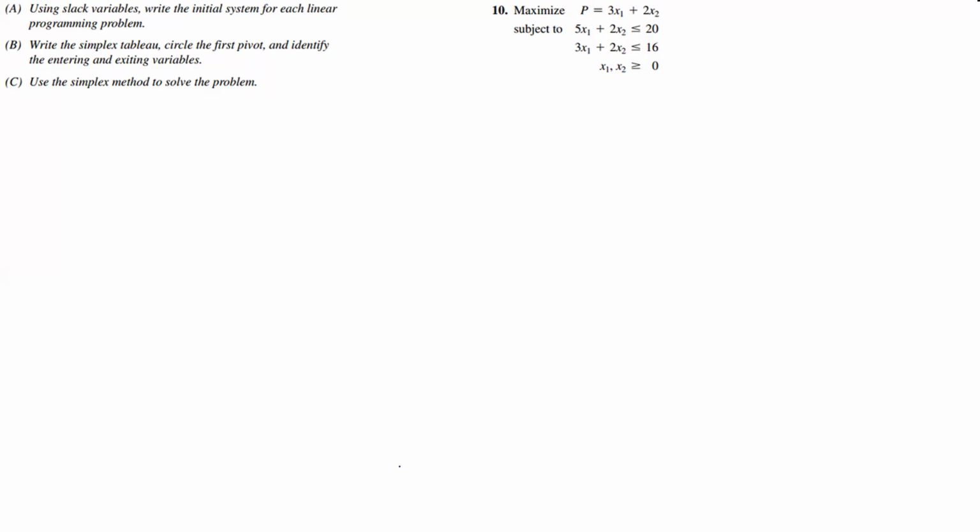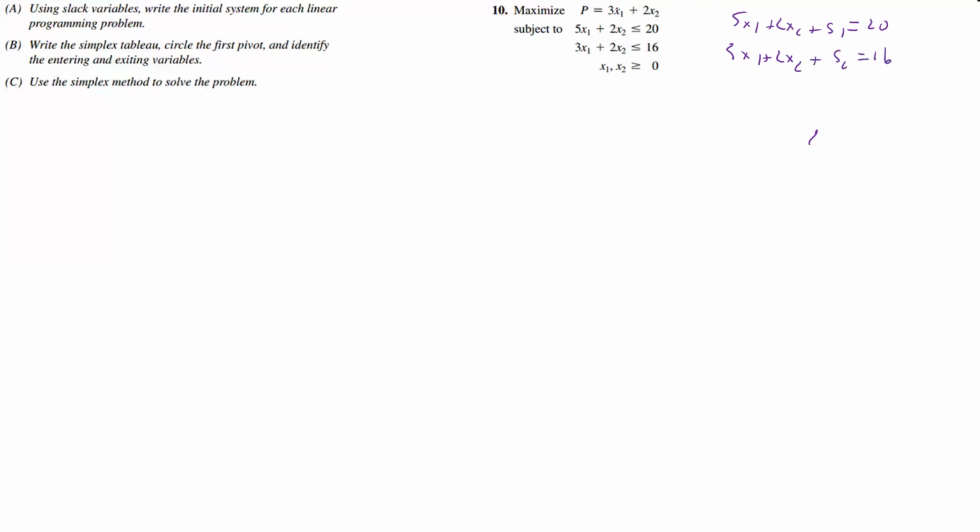All right, so what we need to do first is rewrite this. We'll add a slack variable to the first one, so that'd be 5x1 plus 2x2 plus s1 is equal to 20. And then we have 3x1 plus 2x2 plus s2 equals 16.